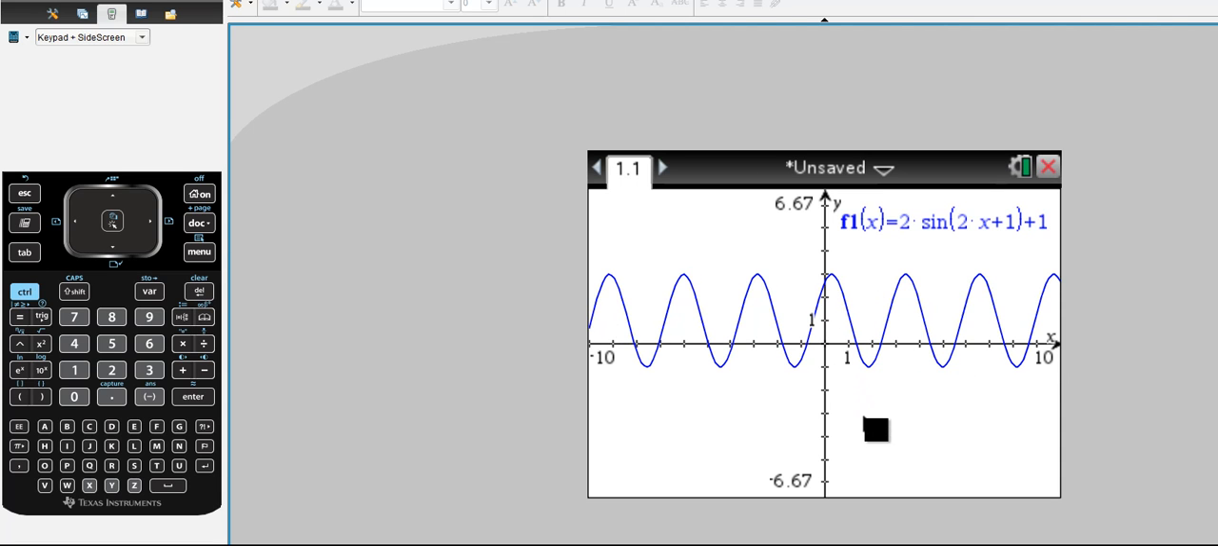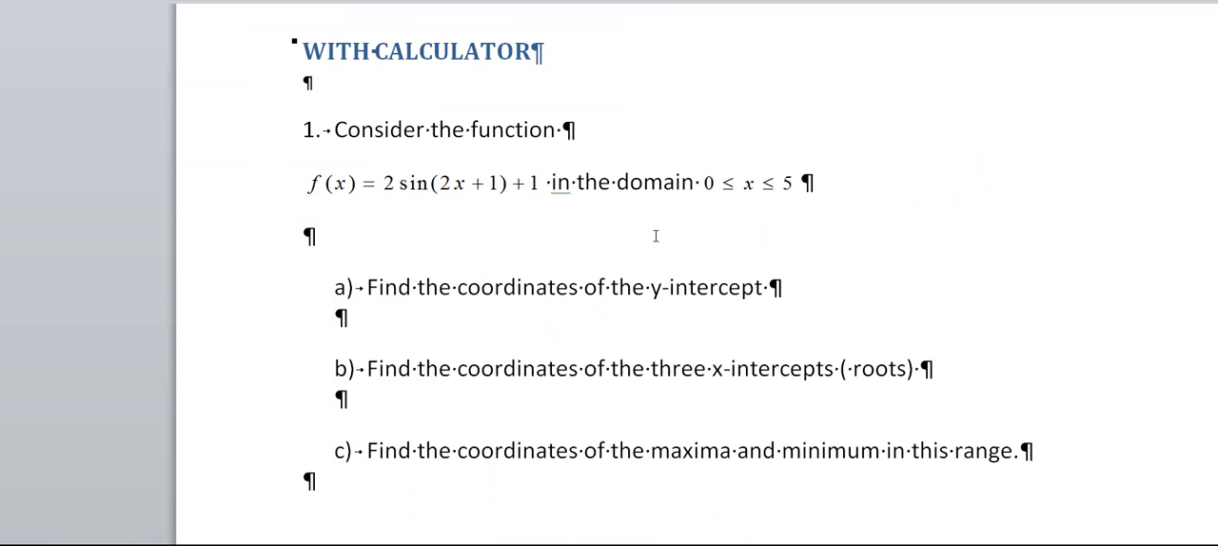This calculator, I think by default, is set to radians. So now we can see that we have a nice sine function here. We see a couple of periods within this range. X goes from 0 to, here's 1, 2, 3, 4, up to 10. We're just interested in the domain 0 to 5.